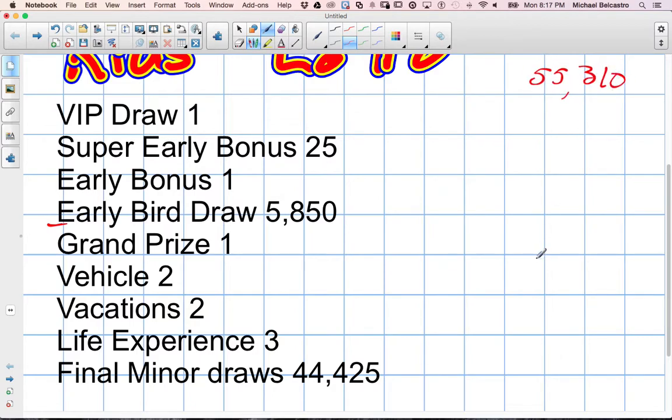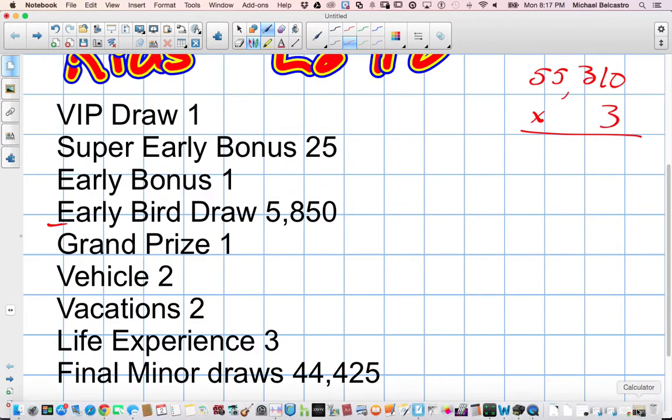55,310 total prizes. The other thing we need to find out is how many total tickets there are going to be. We'd have to go over the idea of odds after, but I'm just going to tell you that according to the odds in this, we'd have to multiply by the number 3 to figure out how many total tickets they're going to have.